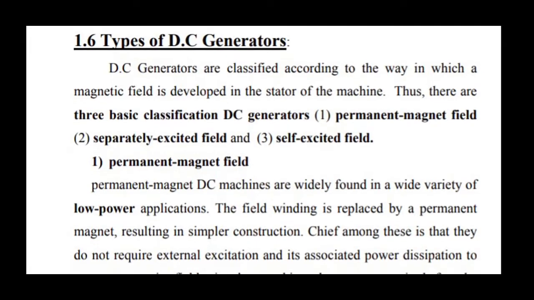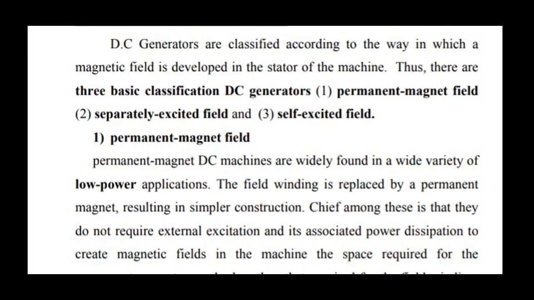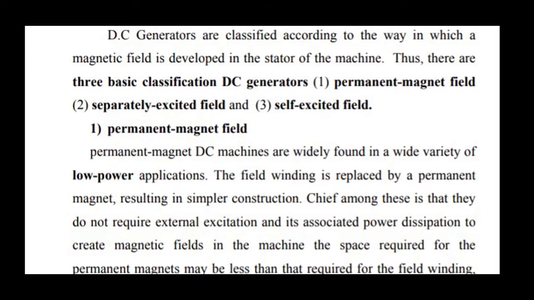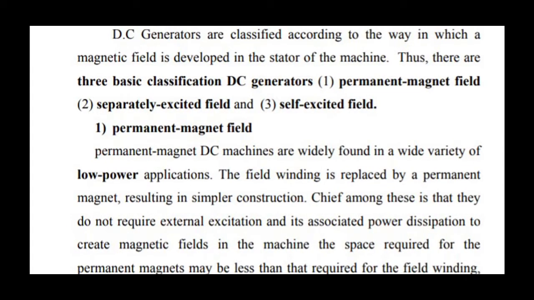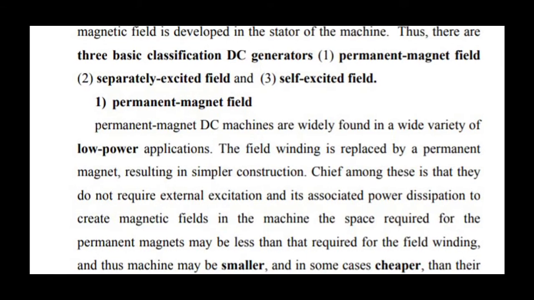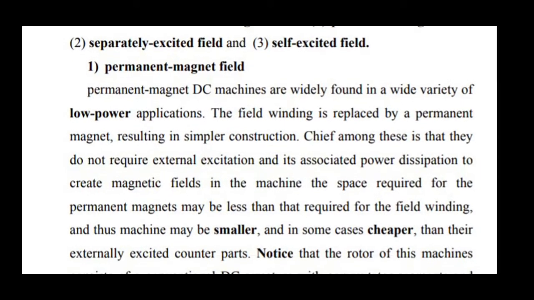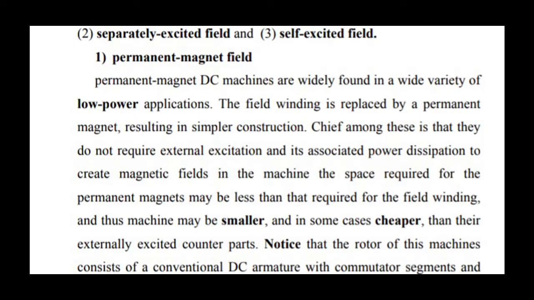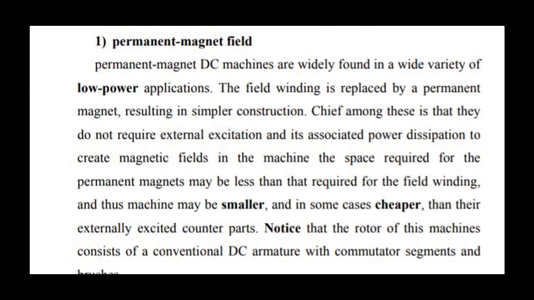DC generators are classified according to the way in which the magnetic field is developed in the stator of the machine: permanent magnetic field, separately excited field, and self-excited field. Permanent magnet DC machines are widely found in a wide variety of low power applications.